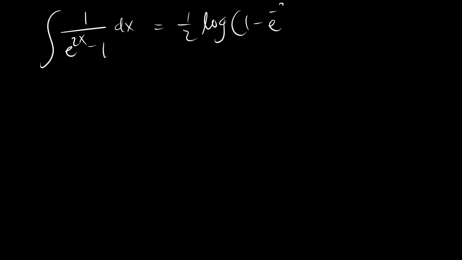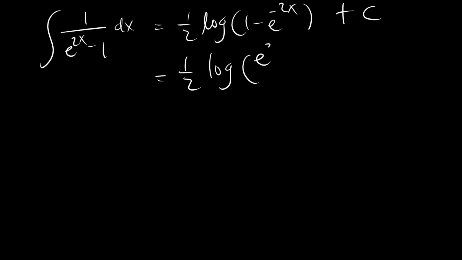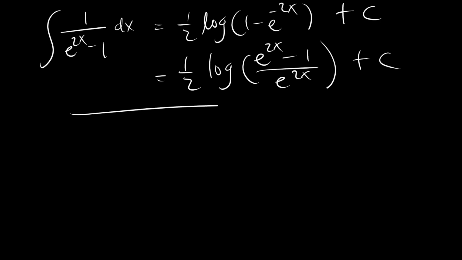The integral of 1 over e to the 2x minus 1 is a half natural logarithm of 1 minus e to the negative 2x plus c, or we can also rewrite it as half natural log of e to the 2x minus 1 over e to the 2x plus c. I think both those answers are okay.